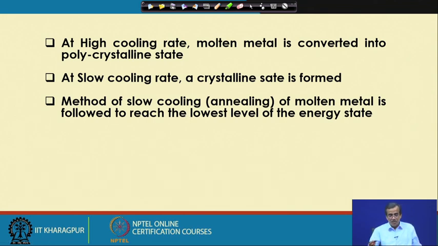So, by annealing we mean the method of slow cooling of molten metal, and this particular process of slow cooling or annealing has been modeled in an artificial way in the form of an optimization tool. So, I am just going to discuss its principle in detail.